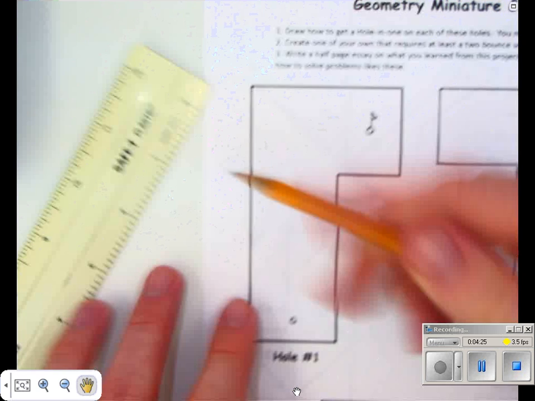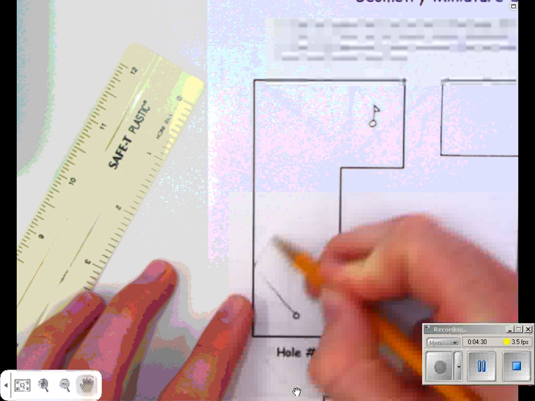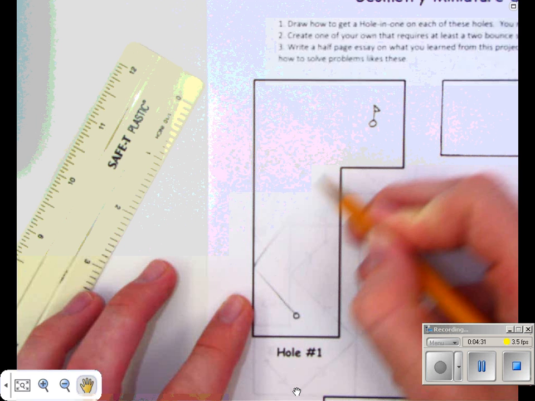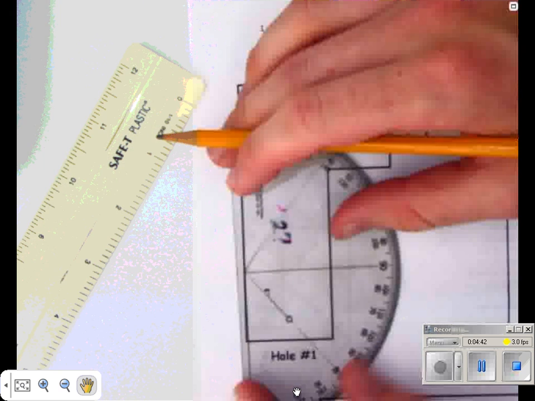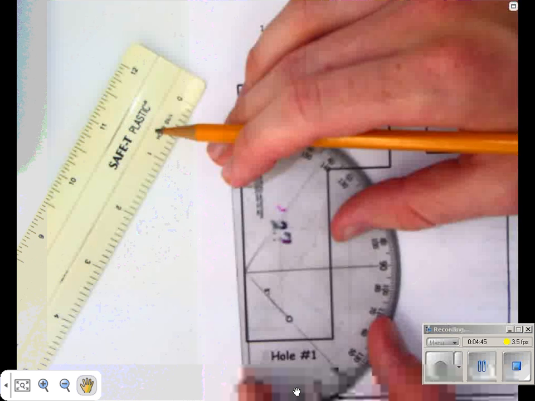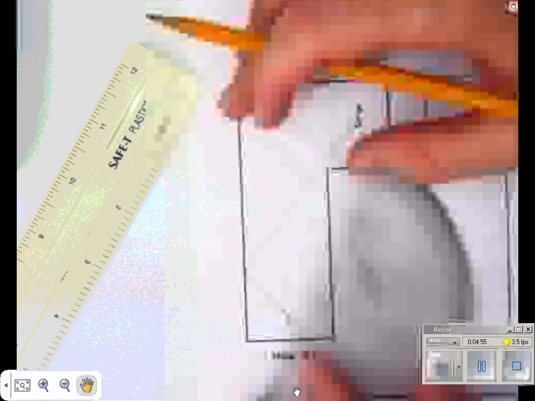Angle of incidence, angle of reflection. That one actually might work. Let me see how that one works. I can't really tell this angle, so let me measure this. Angle of incidence, about 40 degrees. The angle of reflection, let me make it straighter, is about 39 degrees. That's pretty close. So either one of these answers, this one or the one I drew before, would be a fine answer.